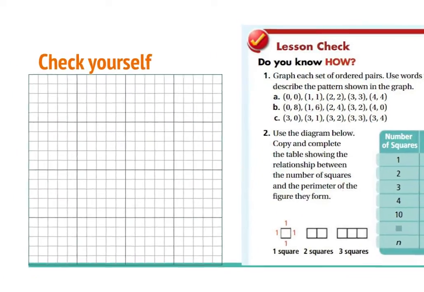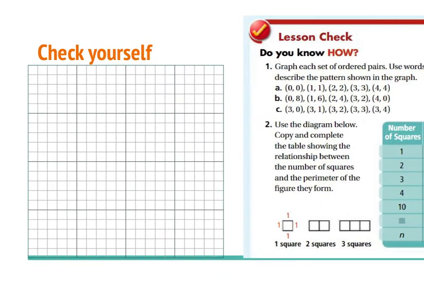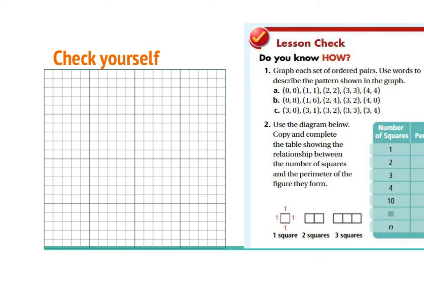So for A, we're going to plot 0, 0, 1, 1, 2, 2, 3, 3, and 4, 4. Okay, so remember, whenever we're graphing, we always want to have an x and a y-axis. So I'm going to go ahead and put my y-axis right here, my x-axis right here, label them x and y, and then I will plot 0, 0. That is just the origin, or where the axes meet. So we go over 0 and up 0.